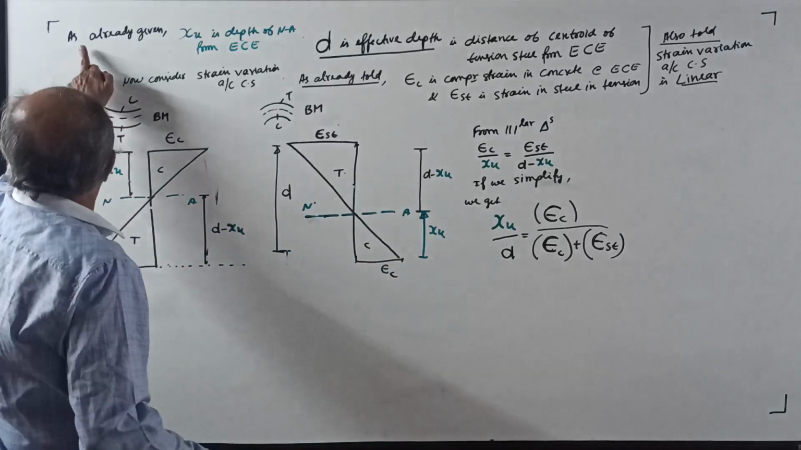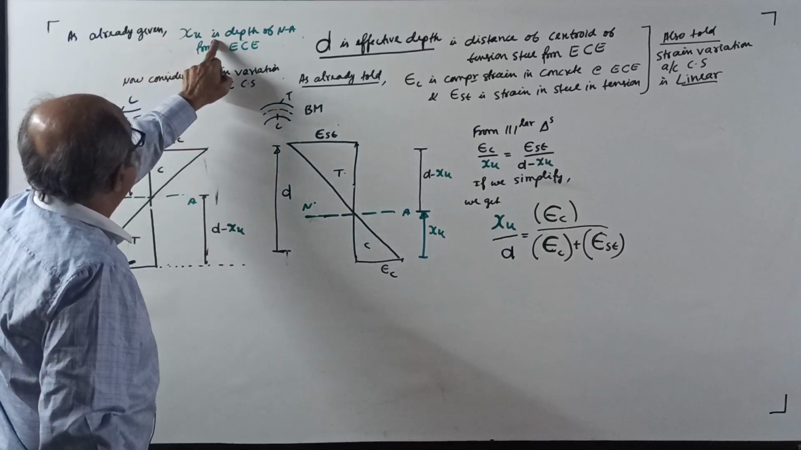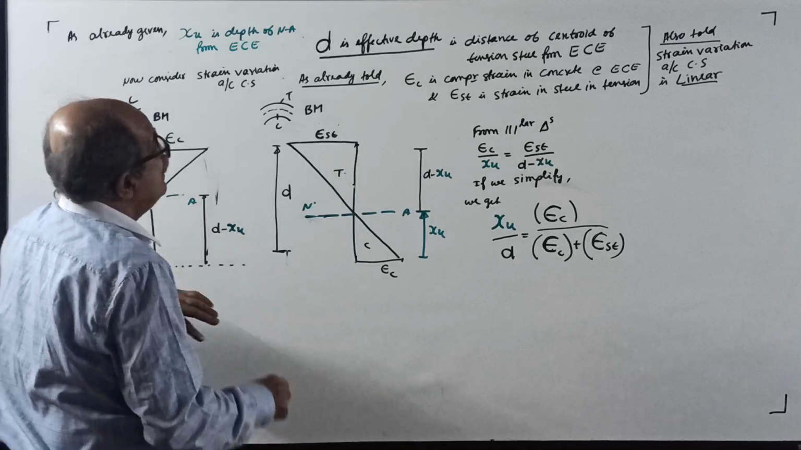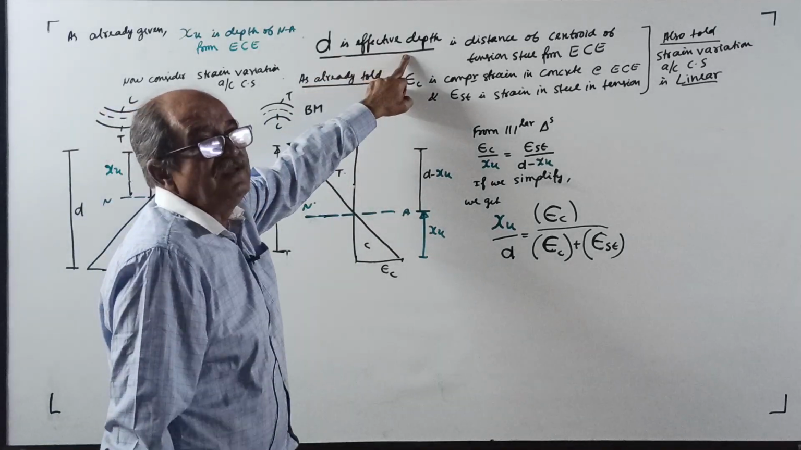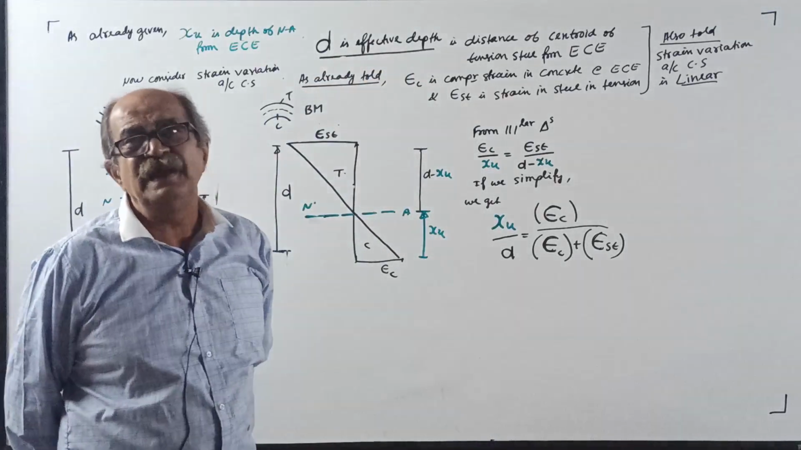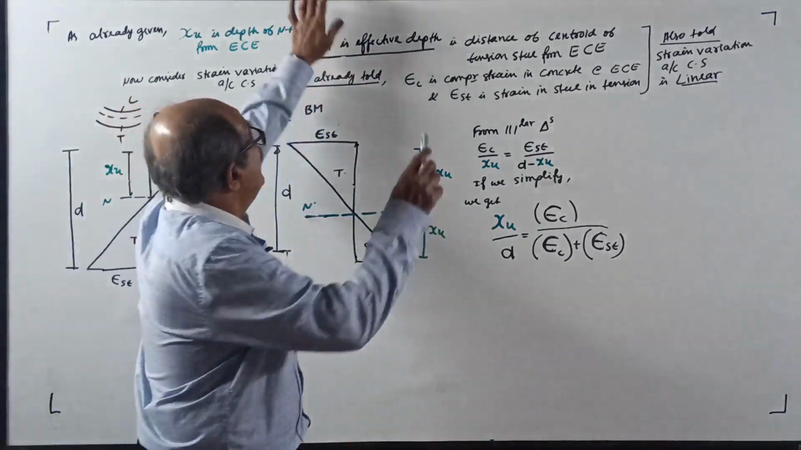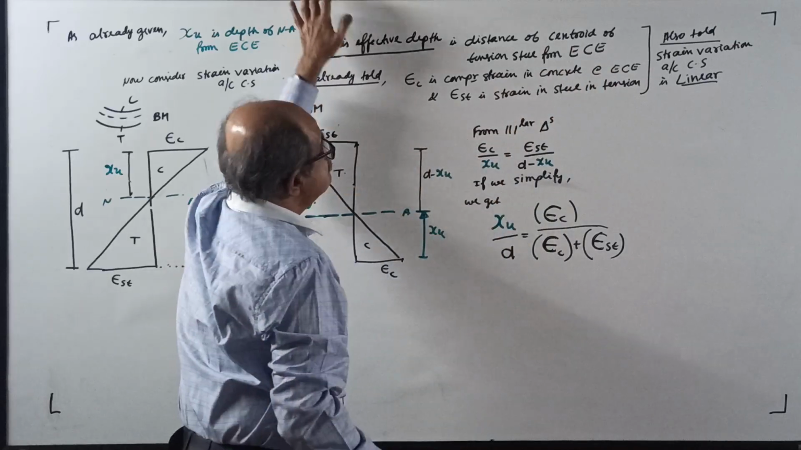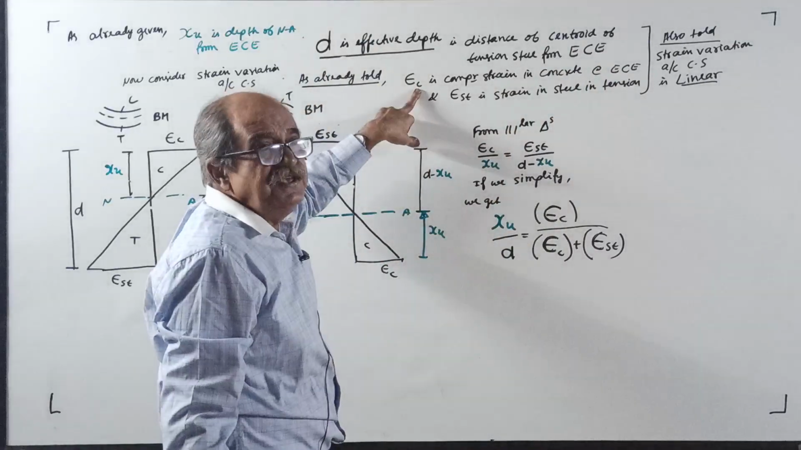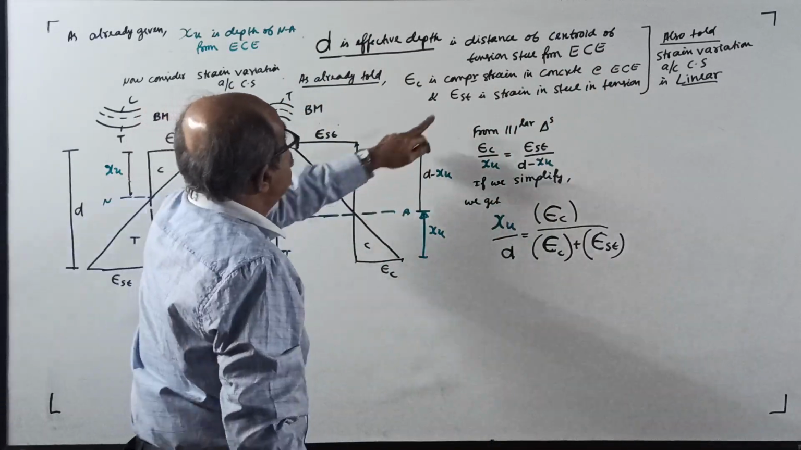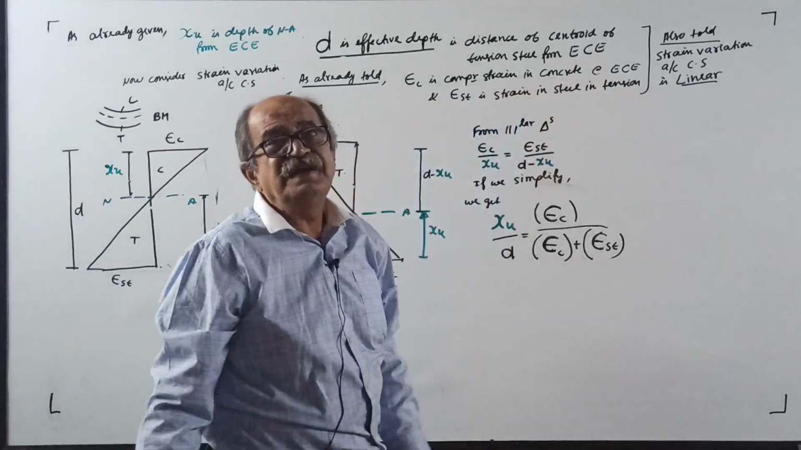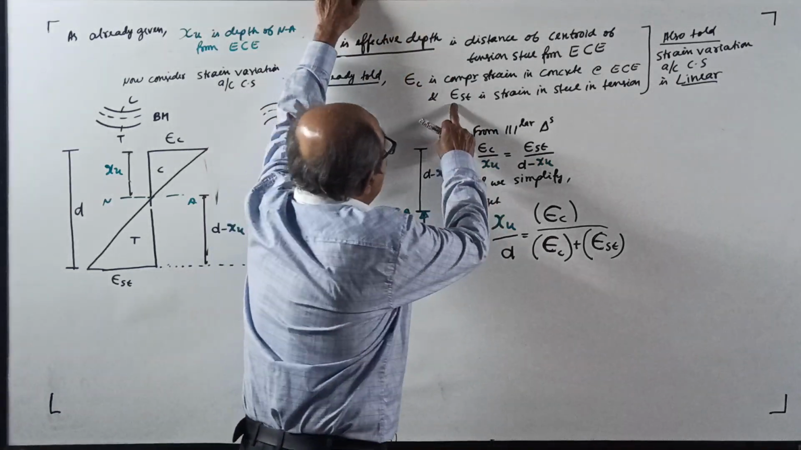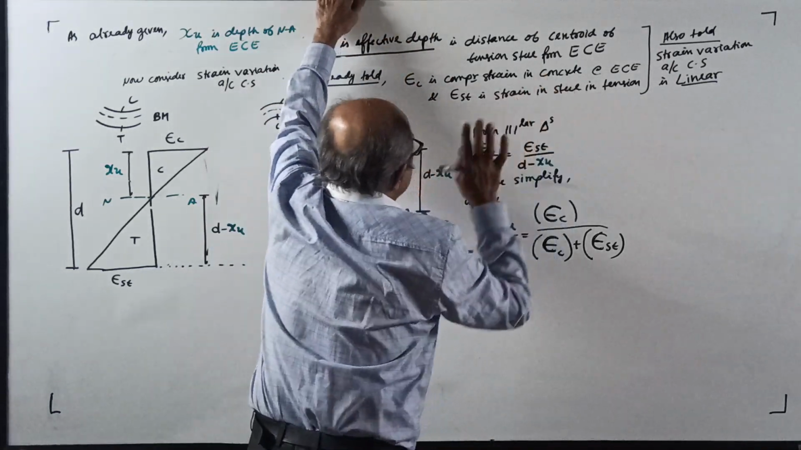Continue. As already given, xu is the depth of the neutral axis from the extreme compression edge. D is the effective depth. This you already know because I told it in the working stress method, but still, it is the distance of the centroid of tension steel from the extreme compression edge. Then epsilon c is the compressive strain in concrete at the extreme compression edge. That is the maximum compressive strain. Epsilon st is the strain in steel in tension.